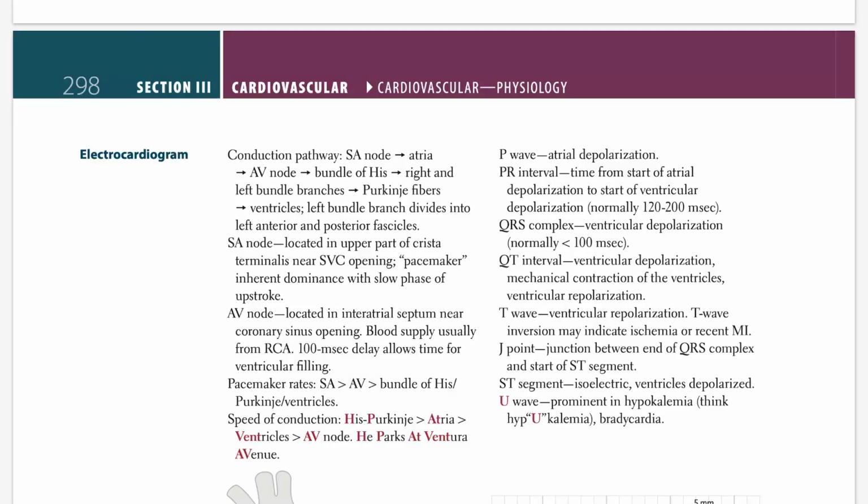Okay, now let's talk about electrocardiogram. ECG, EKG, anything. Now, what do we have? Let's talk about conduction pathway first. Conduction pathway goes from the SA node to the atria to the AV node to the bundle of His to the right and left bundle branch, Purkinje fibers, and ventricles. So this is all about conduction pathway.